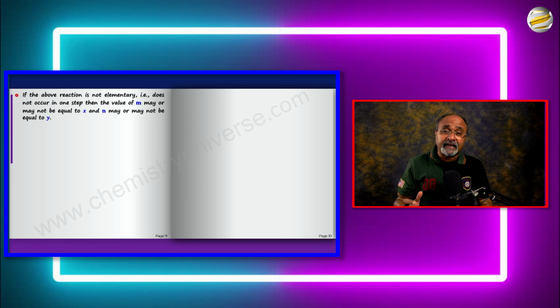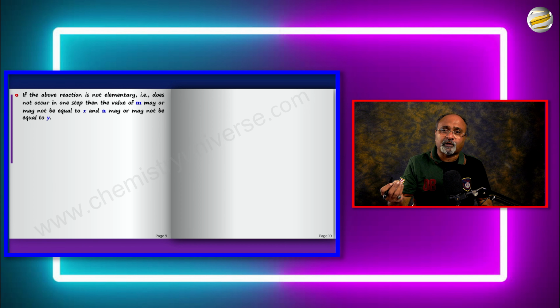Then the power and the coefficients will match. Why? Because on doubling A, since it is one single step, all the collisions that are determining the reaction are happening in that very step. So when you double A, the probability of collision doubles. Instead, if you double B, the probability of collision again doubles. And if you double both, the probability of collision becomes 4 times.